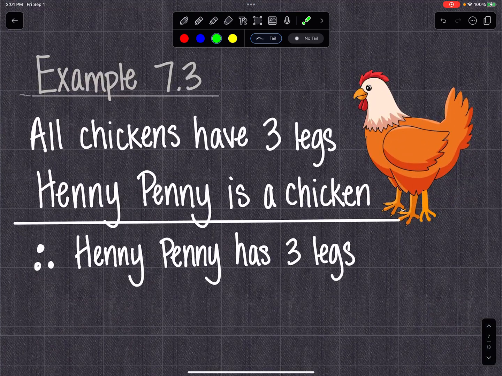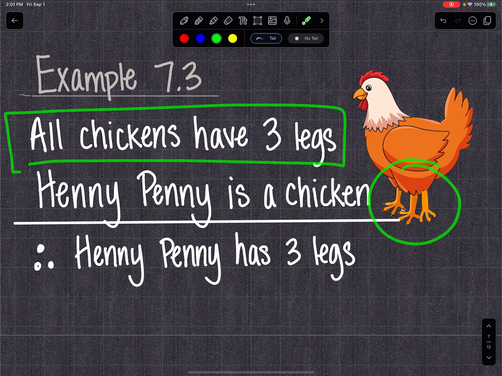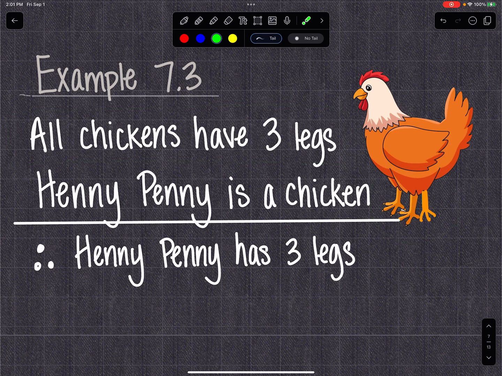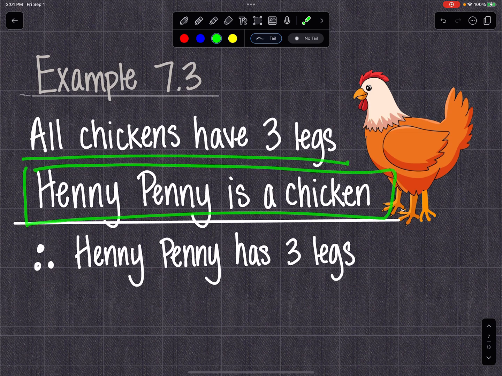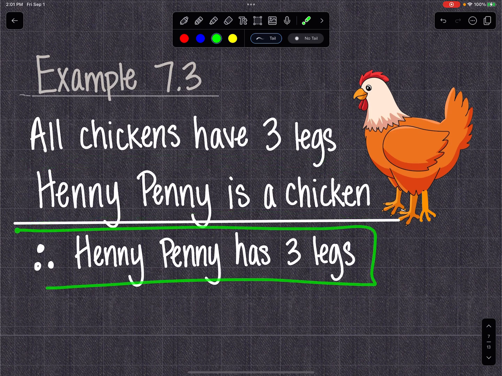Example 7.3. Is this a valid argument? Why or why not? Okay, all chickens have 3 legs. I had to add an extra leg to the picture of that chicken because obviously that's not true, but we're just saying, is it logical? So if you believe that all chickens have 3 legs, and then the minor premise is Henny Penny is a chicken, therefore Henny Penny has 3 legs, that's actually a valid argument.